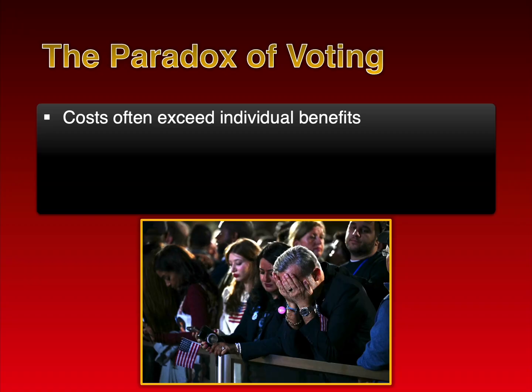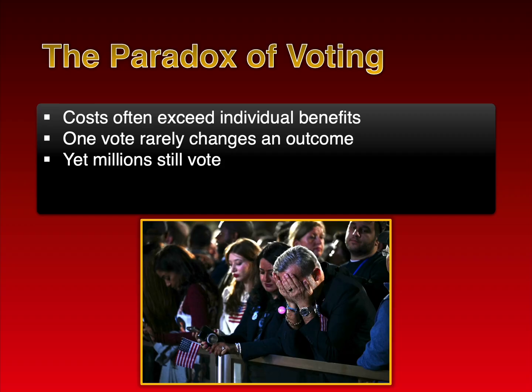I talked about this paradox of voting that Downs talks about. From a purely instrumental perspective, voting is an irrational act. The time and effort required outweigh the infinitesimally small possibility of changing an election's outcome. And this is what Anthony Downs talks about when he talks about the paradox of voting. Yet, democracies constantly see millions of people participate in elections.